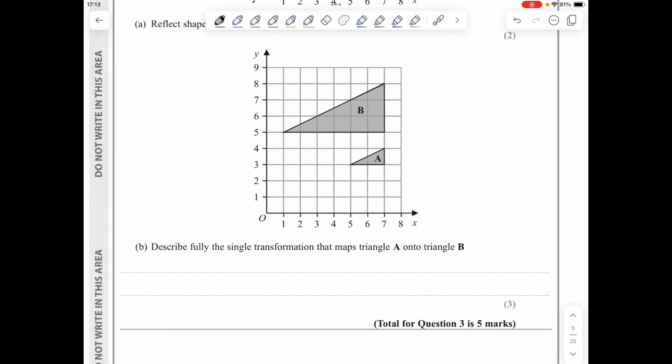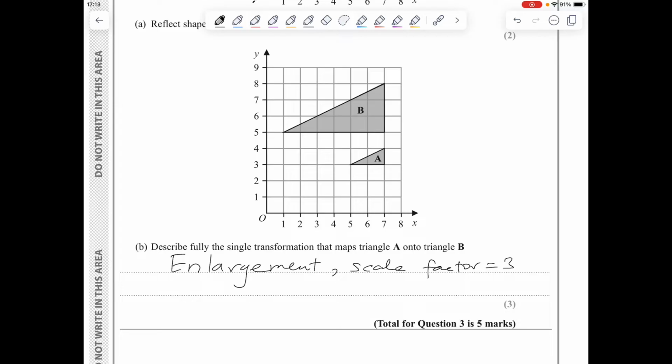In part B, I need to describe this transformation. Obviously, the size of the shape changes, so we have an enlargement. If you look at the height of each triangle, the height of A is 1, the height of B is 3 units, so the scale factor is equal to 3. And we need to find the center of enlargement.